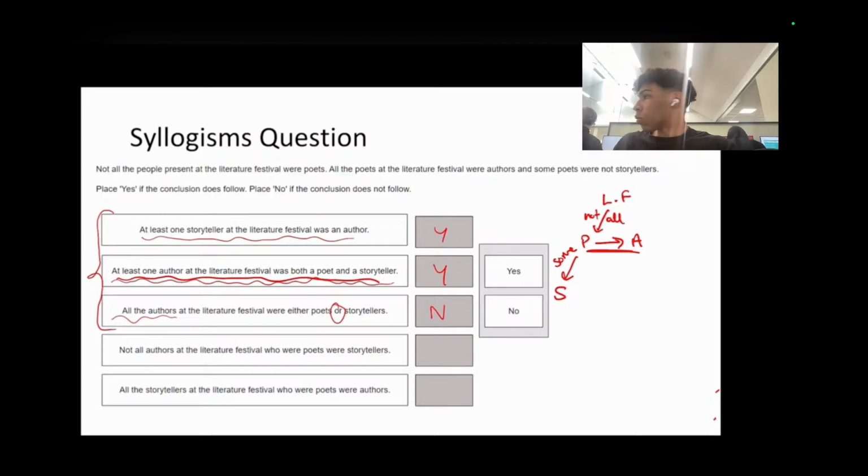Not all the authors at the Literature Festival who were poets were storytellers. Well, not all the authors who were poets. So remember, all poets are authors. So it's basically saying not all the authors who were poets is basically saying same as looking at the poets or authors, and saying not all of them were storytellers. We know that's true because only some of them were. Okay, so it's true to say not all of them are. So that's yes. And finally, all the storytellers who were poets were authors.